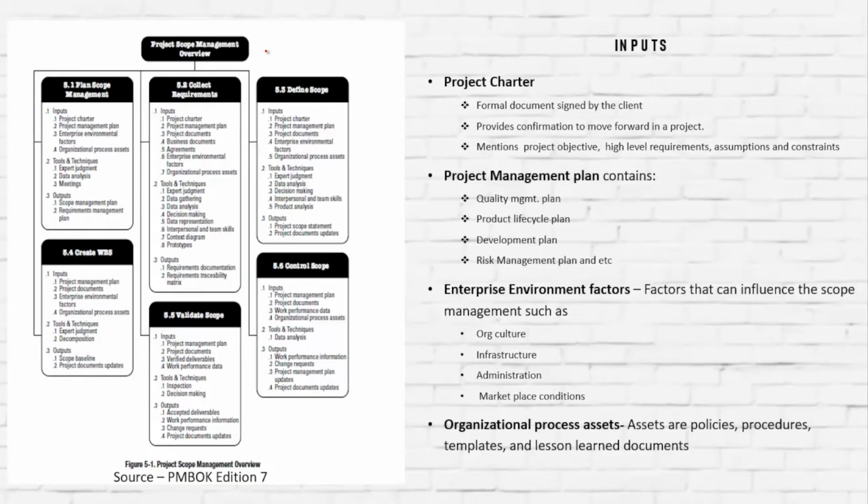I will first discuss all the inputs that are required for doing the scope management. First, let's see this diagram. I have taken this diagram from PMBOK, and you can see that for planning scope management, we need project charter, project management plan, enterprise environmental factors, organizational process assets. Then for collecting requirements, we again have project charter, management plan, project documents, business documents, agreements. So you can refer to this diagram to understand what the requirements are.